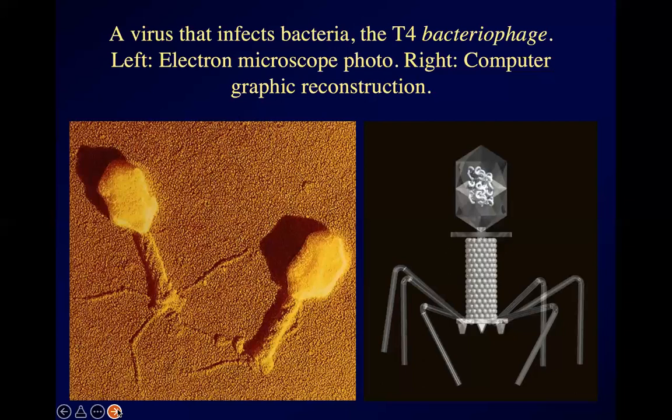So anyway, there's a computer reconstruction of what it looks like on the right. The DNA is all coiled up in that head that's shaped kind of like a 20-sided die. There's a stalk coming down from the head, and then these little fibers sticking out, and those are all different proteins. And on the left, there's an electron microscope photo of the T4 bacteriophage.